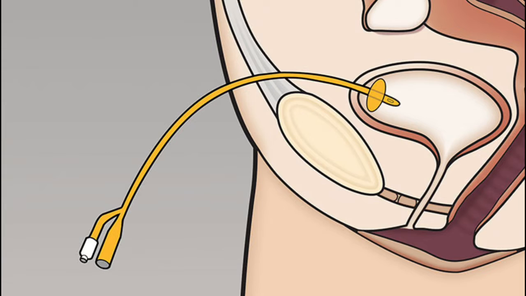A suprapubic cystostomy, also known as a vesicostomy or epicystostomy, is a surgically created connection between the urinary bladder and the skin used to drain urine from the bladder in individuals with obstruction of normal urinary flow. The connection does not go through the abdominal cavity.